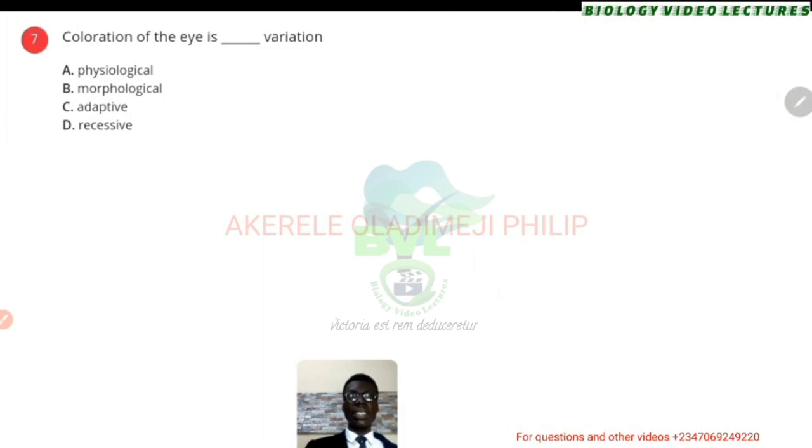Coloration of the eye is dash variation, like the color of the eyes. If your eyes are blue, if brown, if black, whatever it is, that is physiological variation, which is a sort of continuous variation anyways.